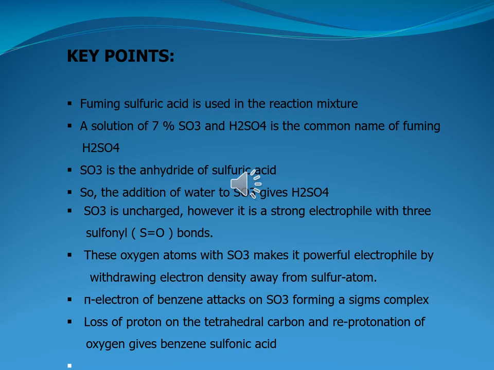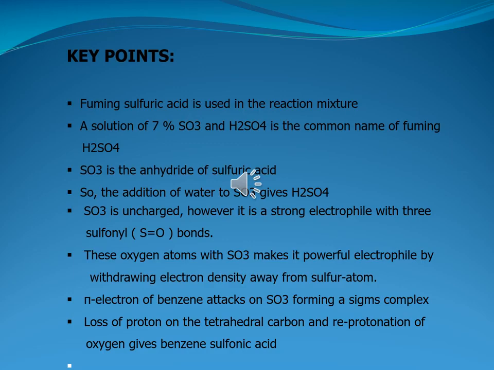Sulfur trioxide is uncharged. However, it is a strong electrophile with 3 sulfonyl bonds. These oxygen atoms make sulfur trioxide a powerful electrophile by withdrawing electron density away from the sulfur atom. In this way, the sulfur atom becomes electron deficient, so the attack of the pi electrons of the benzene molecule is easier at the sulfur atom.